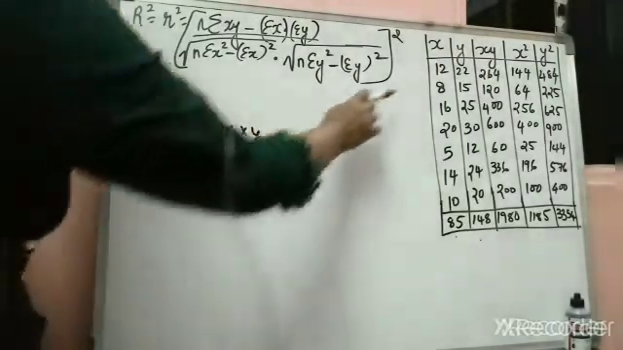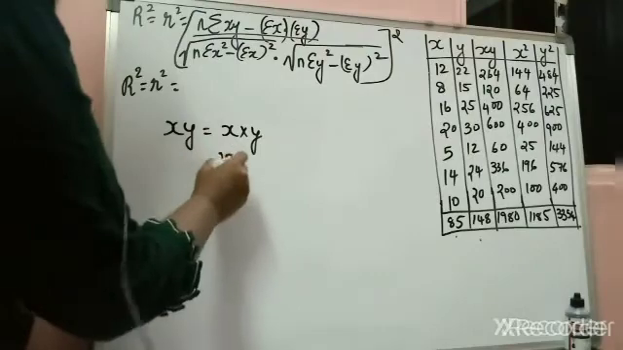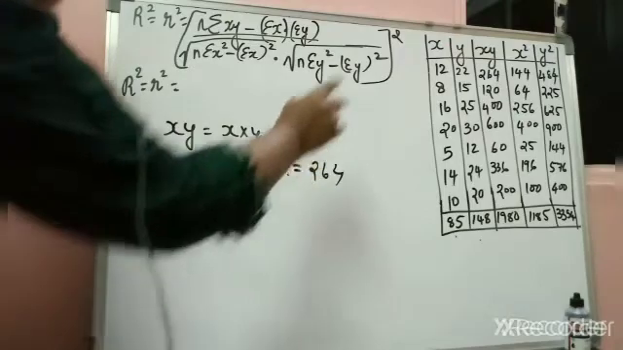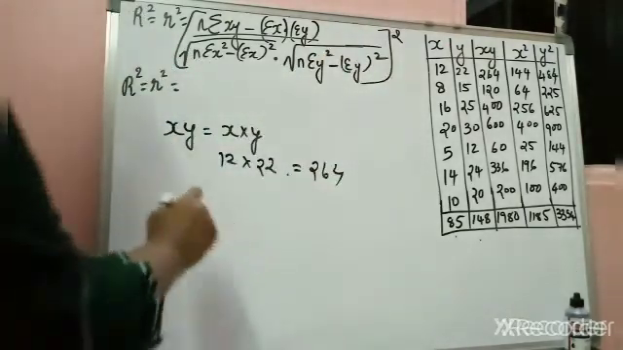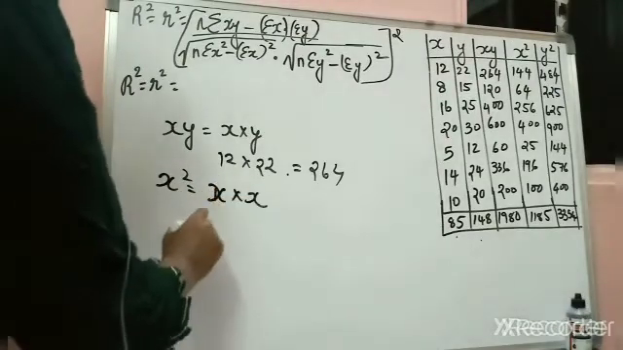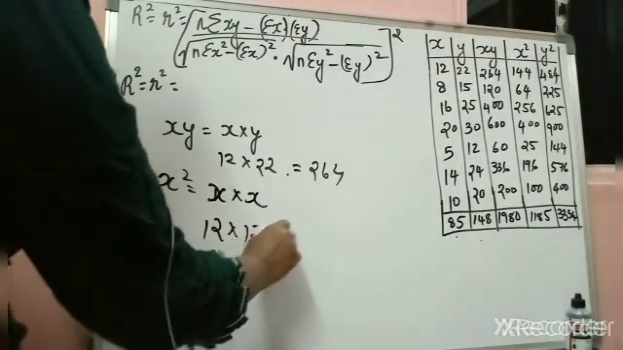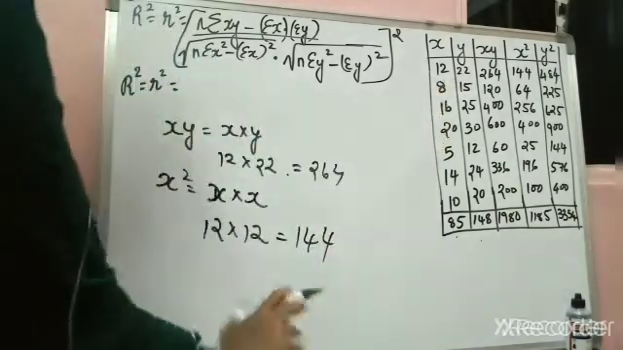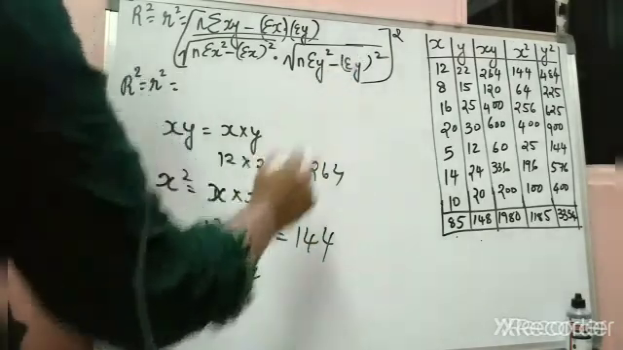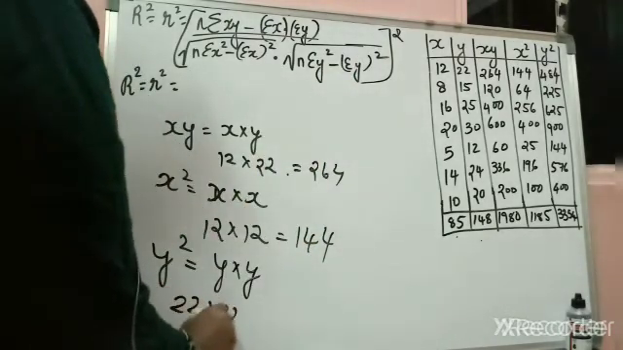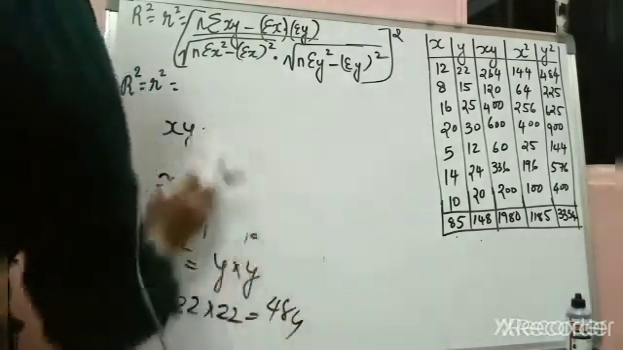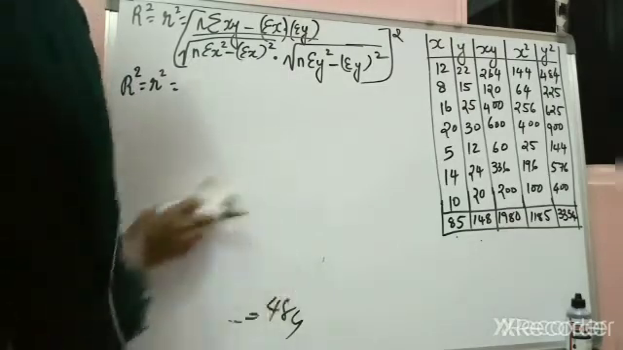So the first variable is 12 and 22. 12 multiplied by 22 would result to 264. Likewise you have to find your XY column. Then X square is X multiplied by X, that is 12 multiplied by 12 would be 144. So I have written there. And Y square is again Y multiplied by Y, that is your Y for the first is 22 into 22 would be 484. So like this you have to calculate for the rest of the variables.